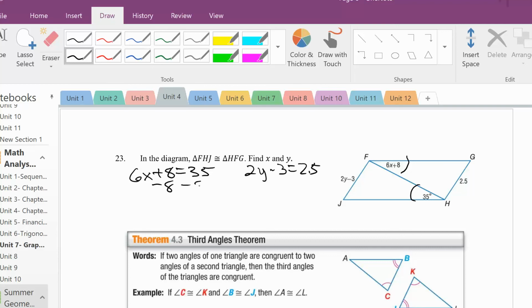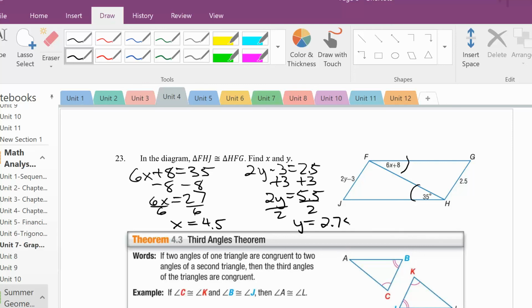So here, you get 6x equals 27. So when you divide by 6, you get x equals 4.5. And then here you add 3. So 2y equals 5.5, divided by 2, and you get y equals 2.75.